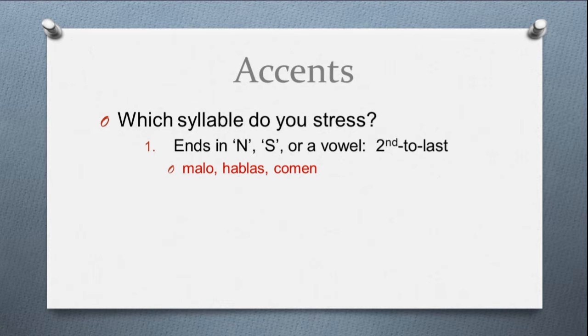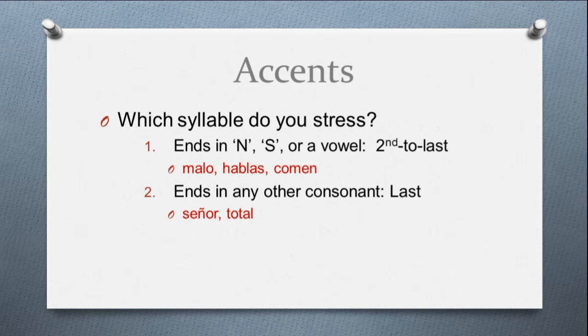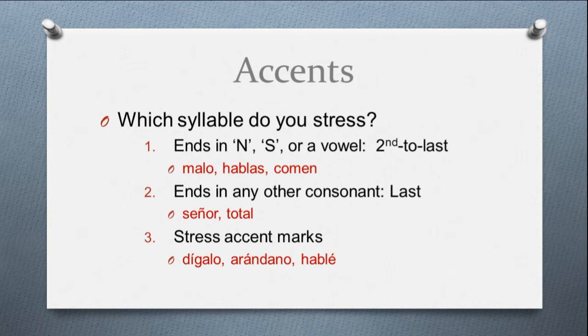These are the three rules. If you learn these, you'll always know which syllable to stress. It sounds a little tricky at first, but it's not that hard. So if a word ends in N or S or a vowel, you stress the second to last syllable, as in malo, hablas, comen. If a word ends in any other consonant besides N or S, you stress the last syllable, as in señor or total, which end in R or L, a couple other consonants. And if it breaks one of those rules, then there's going to be an accent mark, as in dígalo, arándano, hablé. Those words would be pronounced differently if you took away the accent mark because you would apply one of those other two rules.